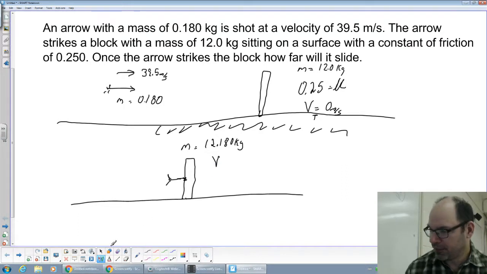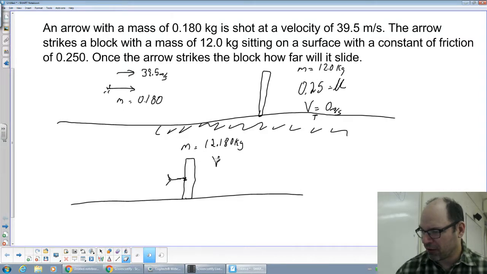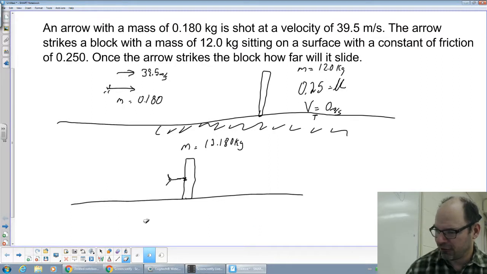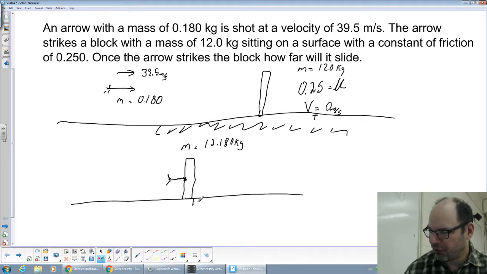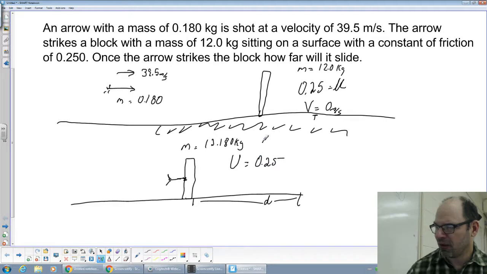And we're going to have a velocity of something. Well, actually, we don't need the velocity because we don't want to find the velocity. We want to find how far it's going to slide. So we're going to find how far this is going to move, this distance. We know the friction coefficient equals 0.25, and we do have the mass up there.